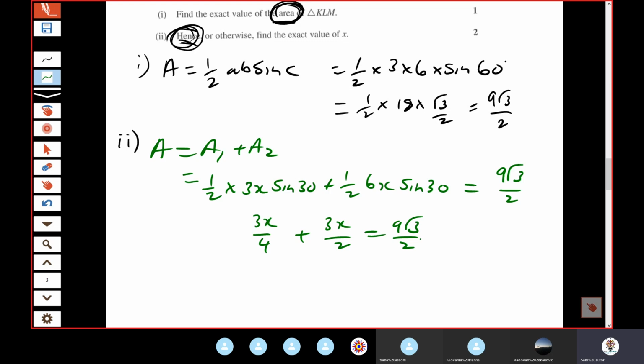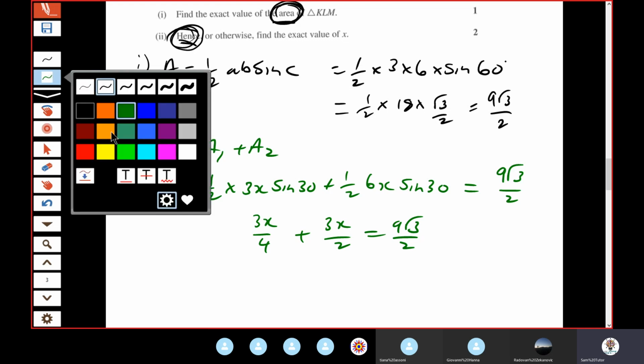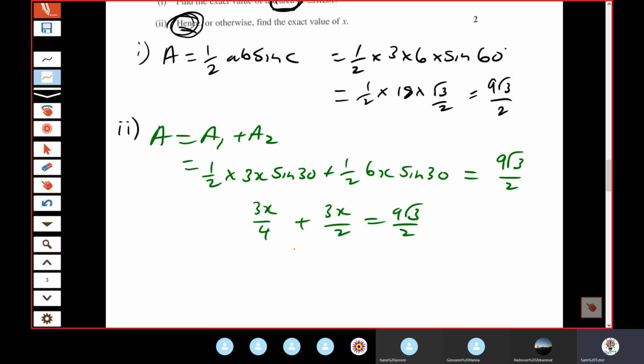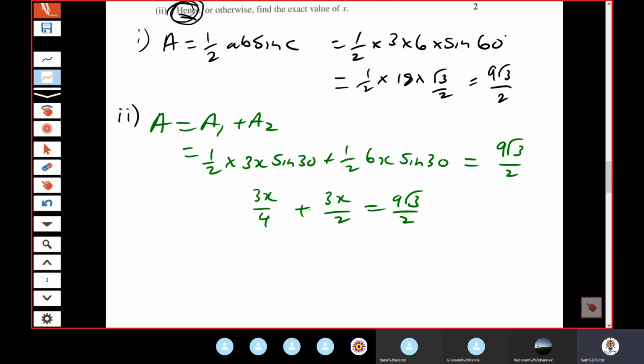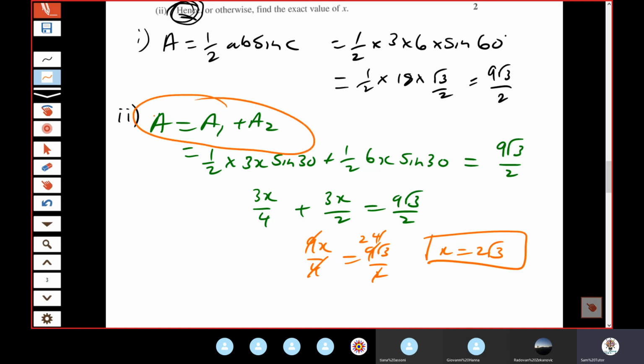So you can see how different your exam questions are to your textbooks. I can't keep saying it to you, but there you go. That thinking can only come as you do more and more of these. 3x/4 plus 3 on 2 is 9 on 4, so 9x on 4. The 9s cancel out, bring the 4 up, and then 4 and 2 cancel out, you've got a 2 on the top. Pretty much, me doing it very fast, you should get x equals 2 root 3. So the concept was, add the two areas together.